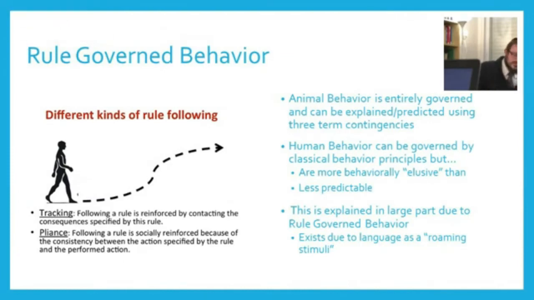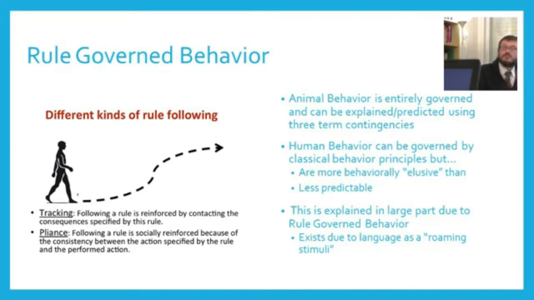I think this is a cool thing to keep in mind: what language affects the rules that we create for ourselves? Simplifying this, there are really two types of rules we create for ourselves. One is based on tracking, our lived experience, and the other is pliance, where I have a rule, this is going to work, and without any actual experience of that rule, I go forth and follow the rule.